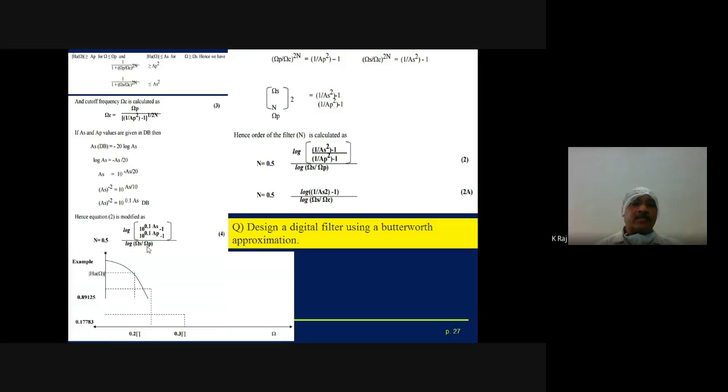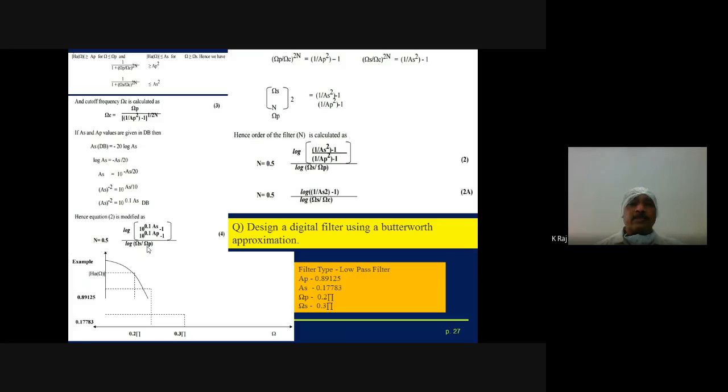Suppose this is the specification given here. It is a low pass filter which has to be designed, and the pass band attenuation is 0.89125. The stop band attenuation, from the graph or the mathematical representation, is 0.17783, the pass band edge frequency is 0.2 pi, and the stop band edge frequency is 0.3 pi. These specifications are in the digital domain, that is, the frequencies are defined in the digital domain, and we are interested in designing the filter here.